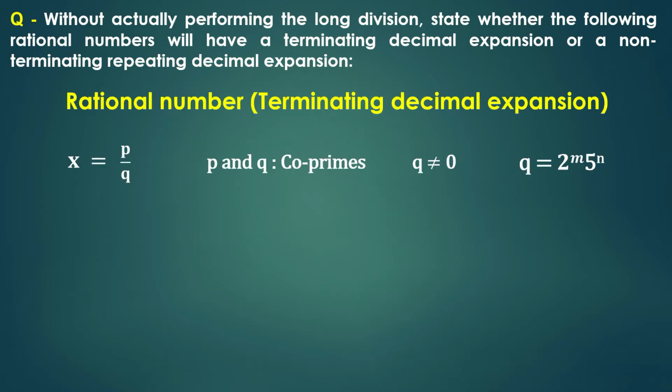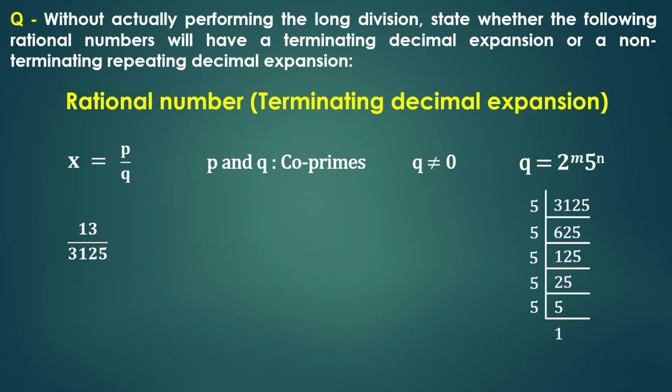Now we know that a rational number is a terminating decimal expansion when the rational number represented as p by q, where p and q are co-primes and q is not equal to 0, has q of the form 2 to the power m into 5 to the power n only. So let us take the first number given to us, which is 13 by 3125. The prime factorization of 3125 is as follows. As a product of its prime factors, we can represent 3125 as 5 into 5 into 5 into 5 into 5, which is equal to 5 to the power 5.